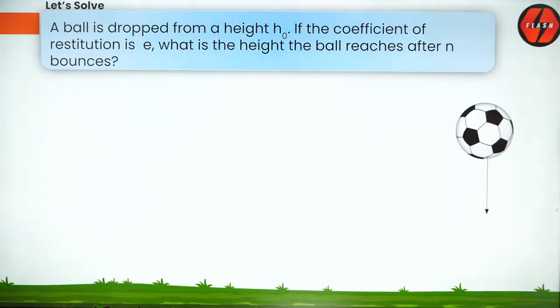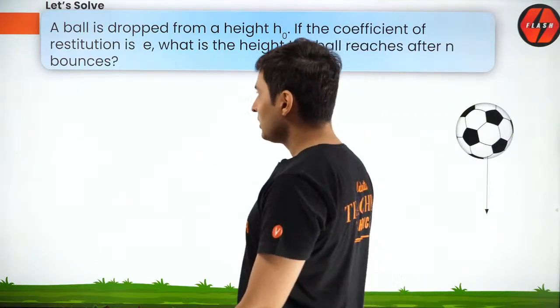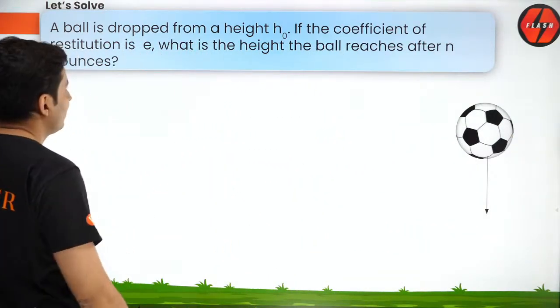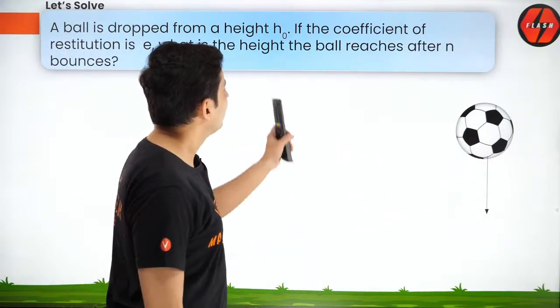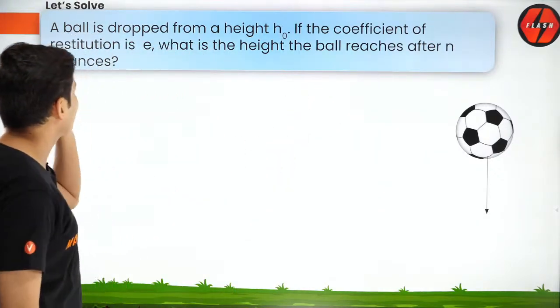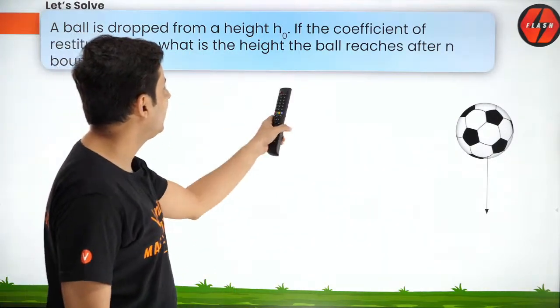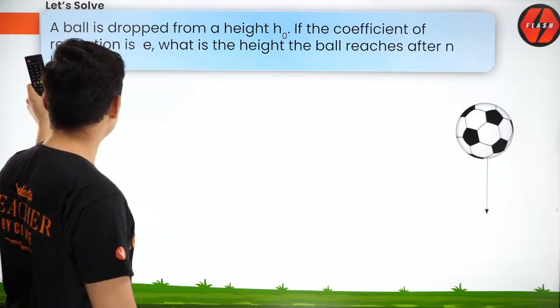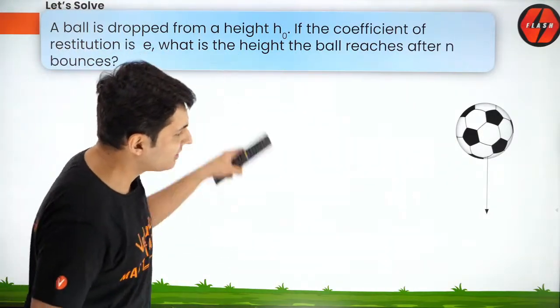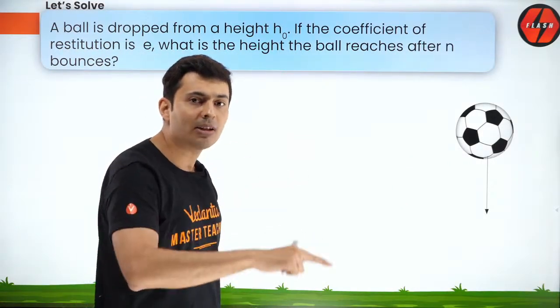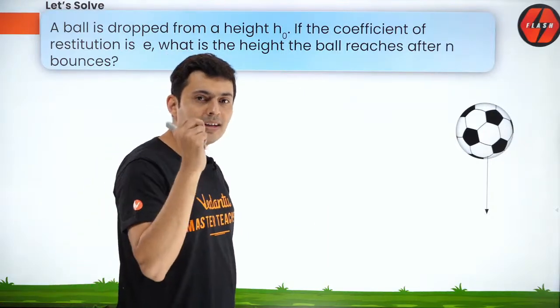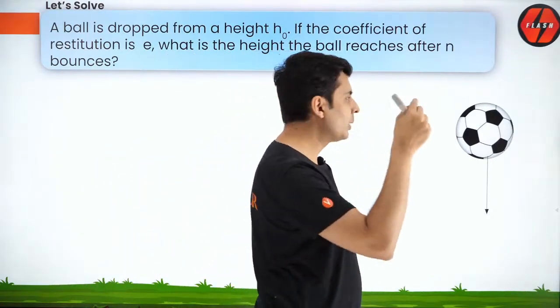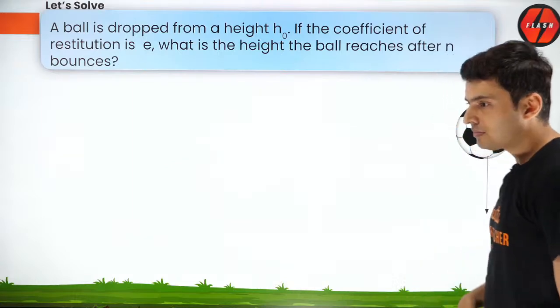Let's go to the most amazing problem. You drop a ball from some height h0. If the coefficient of restitution is e, what is the height the ball reaches after n number of bounces? Every time the height reduces. What is the height it reaches after n number of bounces? Let's do this.